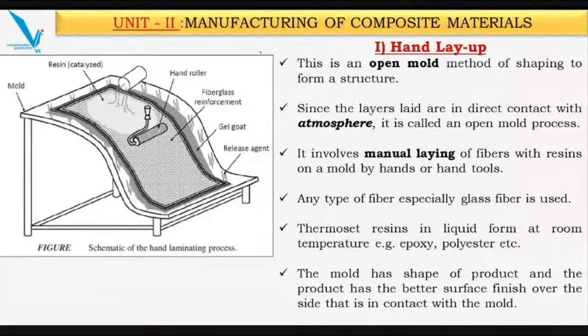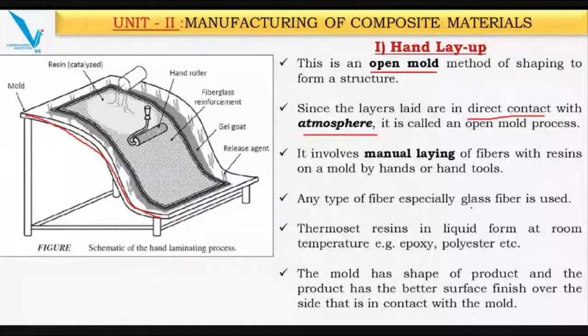We use the layup processes, where this is an open mold method. Why is it called an open mold? Because, you can see, the mold is on only one side. Suppose this sheet is to manufacture this particular shape, the mold is on only one side, there is no other mold covering the top of this, so it is open, and all these fiber layers are in direct contact with the atmosphere. That's why it is called the open mold process. It involves the manual laying of fibers. Manually we lay them on this by some process.